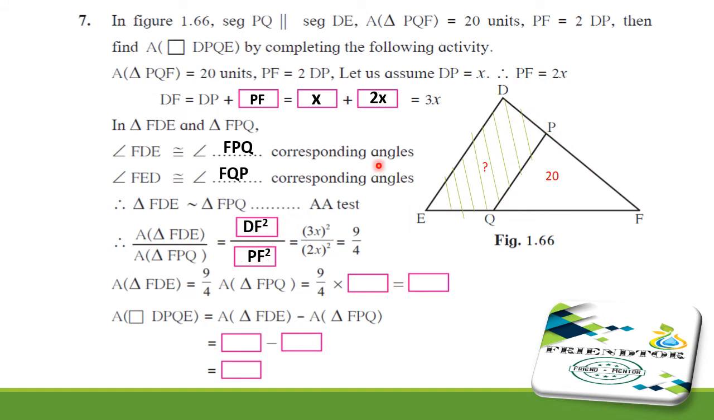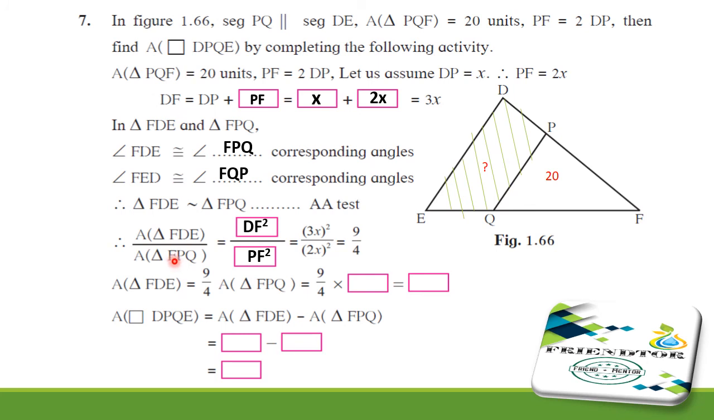Now what is DF? We already found in the beginning that it was 3x. So 3x square upon 2x square, and 3x square will be 9 upon 2x square will be 4. Now this x square and x square will get cancelled, only 9 by 4 will remain. So once we know the ratio of the areas of the triangles, we can apply the value of triangle FPQ and then find the area of triangle FDE.